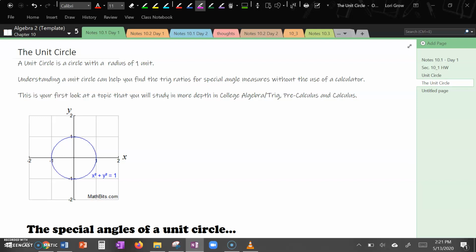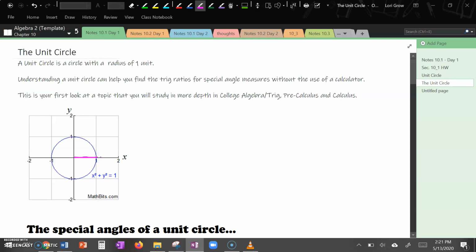First of all, a unit circle is just a circle that has a radius of 1 unit. So although we're going to be looking at the unit circle on a very large scale, if you were to look on a typical sheet of graph paper, it'd be a very tiny circle with just a radius of 1.